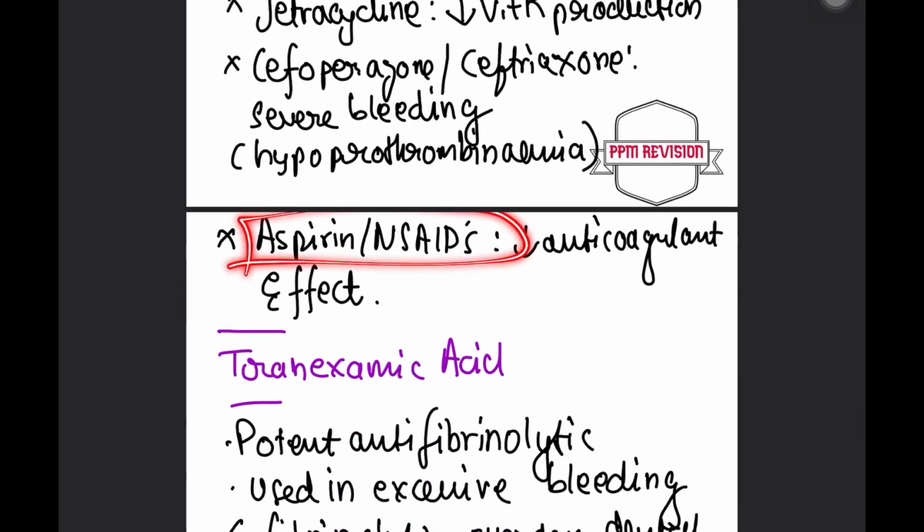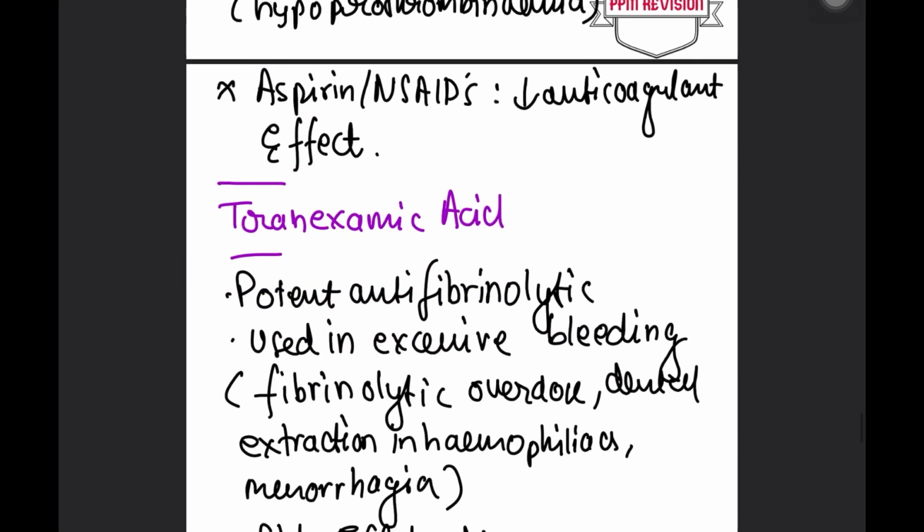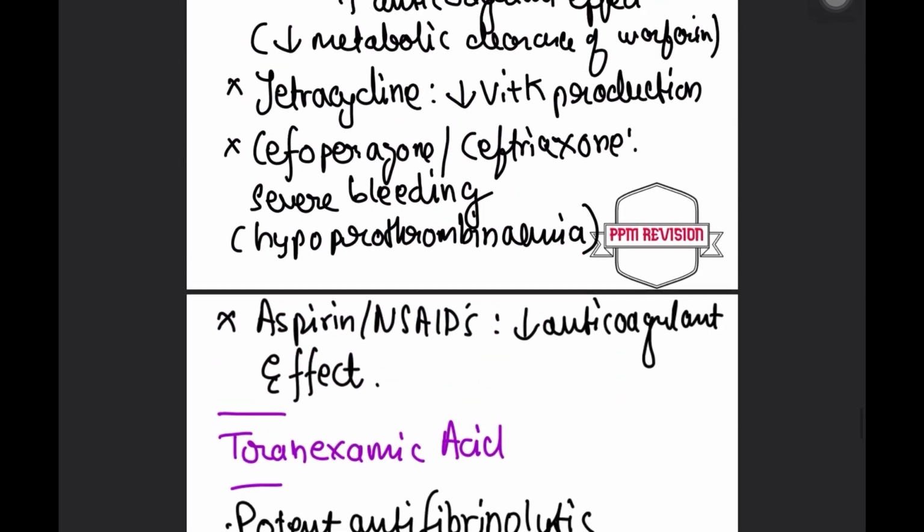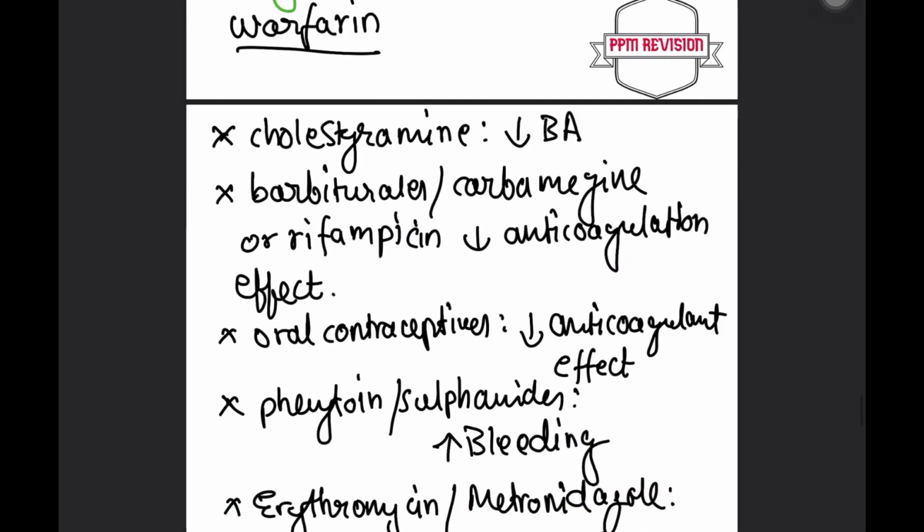And in the presence of aspirin and NSAIDs, it decreases the anticoagulant effect. Then moving ahead with tranexamic acid. Tranexamic acid is nothing but a potent antifibrinolytic. So just going ahead, there are so many drugs to memorize.